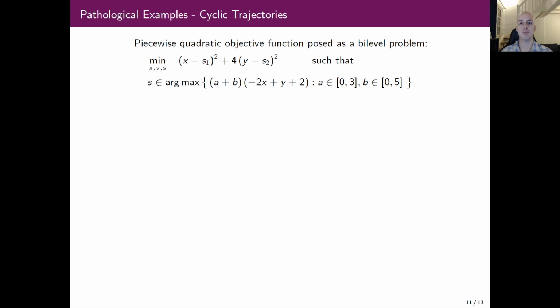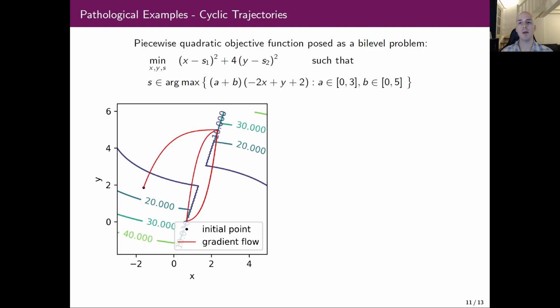Consider an optimization problem with a piecewise quadratic objective function, written in a way that we can apply the implicit function theorem. When we apply gradient descent to this problem, we get a pathological behavior in the form of a cycle for our gradient flow trajectory, due to the lack of invertibility. Although backpropagation is computing an invertible element at each iteration, the mere existence of non-invertible elements in the conservative field here results in a cyclic trajectory. We show the initialization in black and the gradient flow trajectory in red.